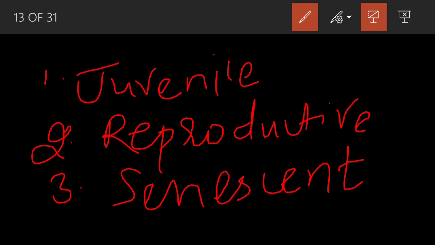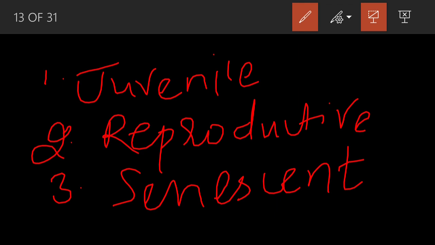And after this sexual maturity, and after this juvenile phase, you are going to see that the organism enters into the reproductive phase. The reproductive phase is that phase where the organism is capable of reproducing, as well as capable of producing the gametes. If the organism is male, then it will produce the male gamete, and if that organism is female, then it is going to produce the female gamete, right? So that particular phase is known as your reproductive phase.